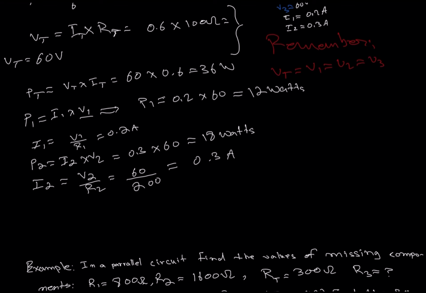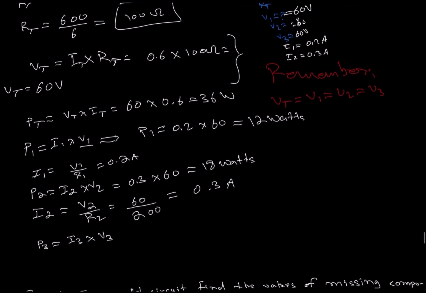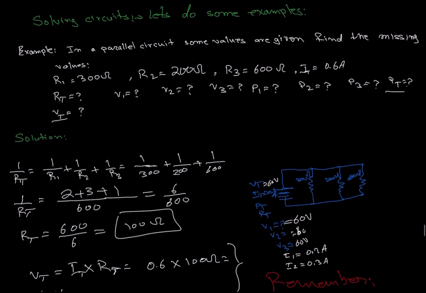Finally, to find P3, we will follow the same procedure. P3 is equal to I3 times V3, or current in resistor number 3 times the voltage in resistor number 3. We don't have current in resistor number 3, so we will have to find it. I3 will be equal to V3 over R3. V3 we know is 60, R3 we know is 600.